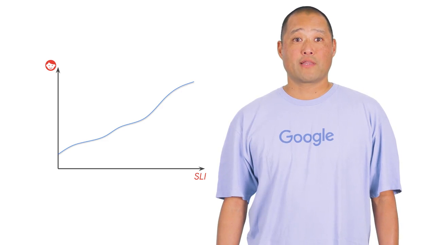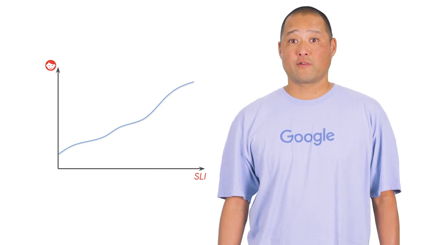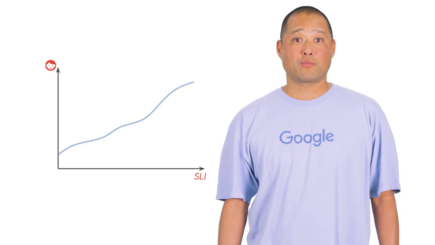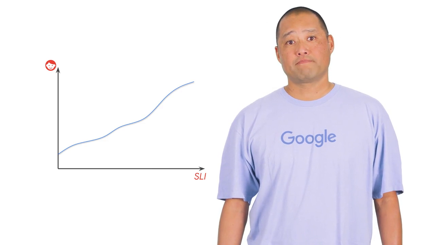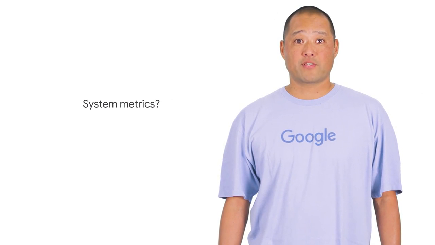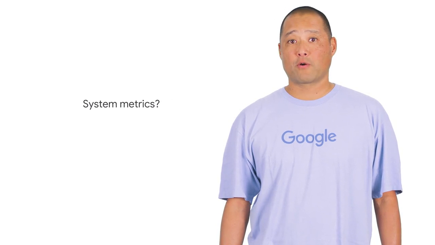In the last video, we said that one of the most important characteristics of a good SLI was that it had a predictable relationship with the happiness of your users. But what does that mean in practice? Most services running in production and serving users will already have something monitoring many aspects of their operation.